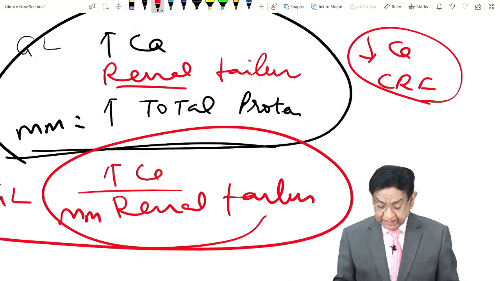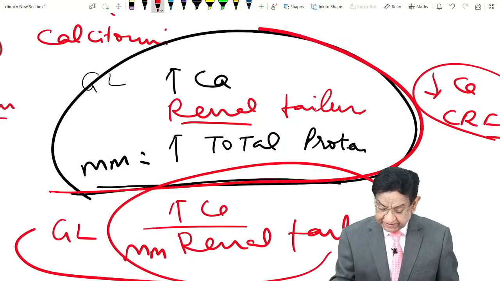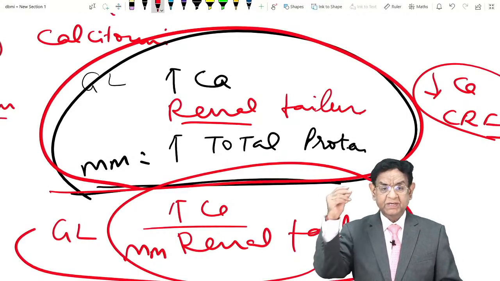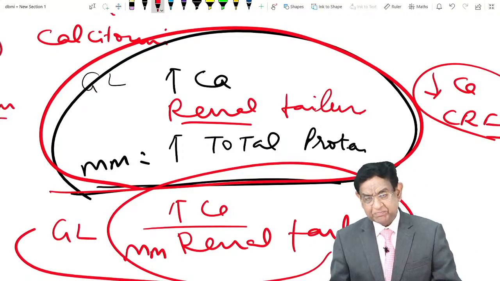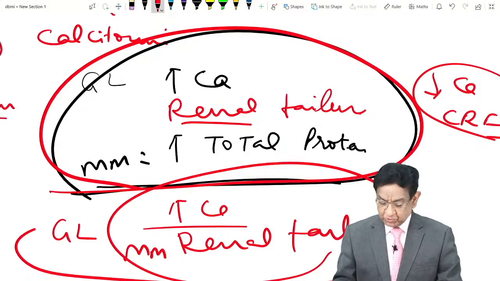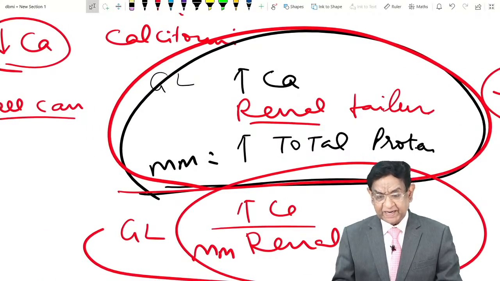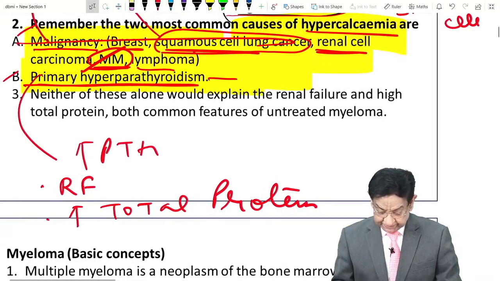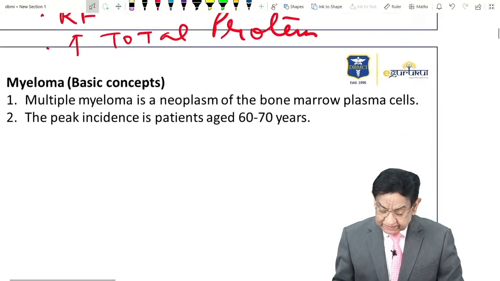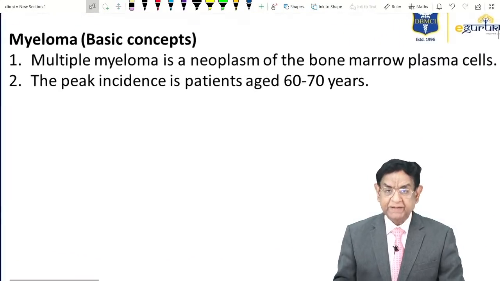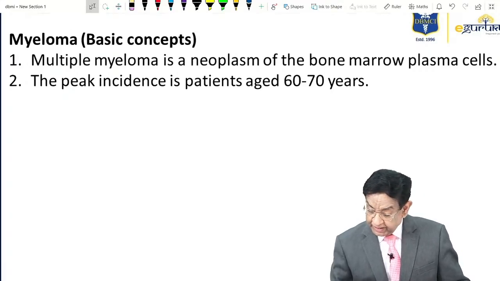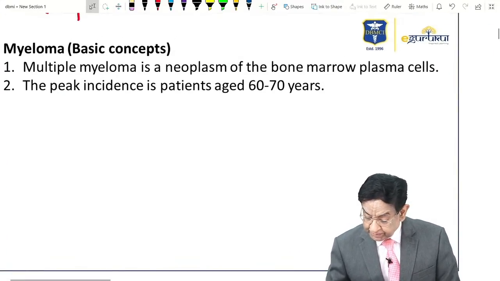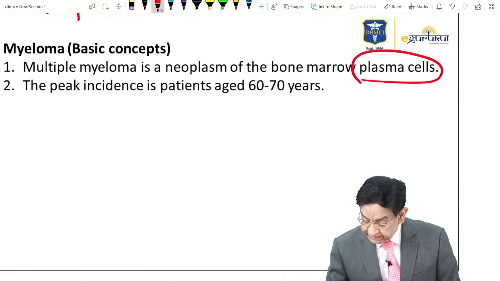So just look, that's why I said if you are getting these three words, 99.999% you are dealing with multiple myeloma. So things are very simplified, I told you. So we come back. Let's talk more about multiple myeloma, basic concept, additional knowledge for you. Well, it's a neoplasm of the bone marrow plasma cells.